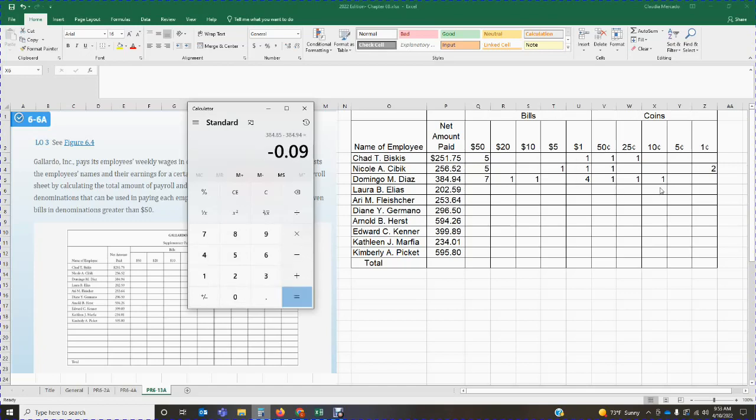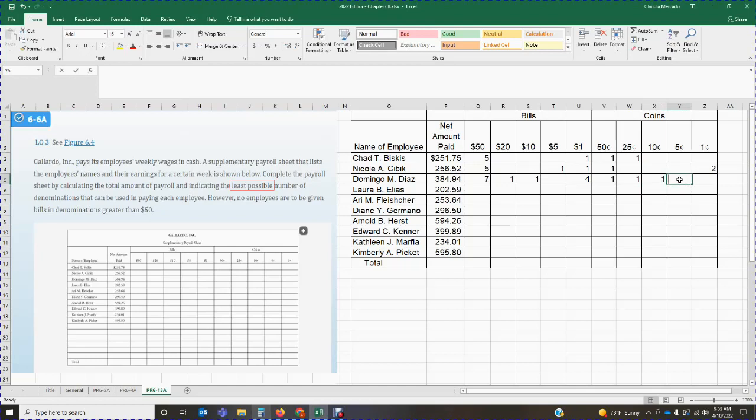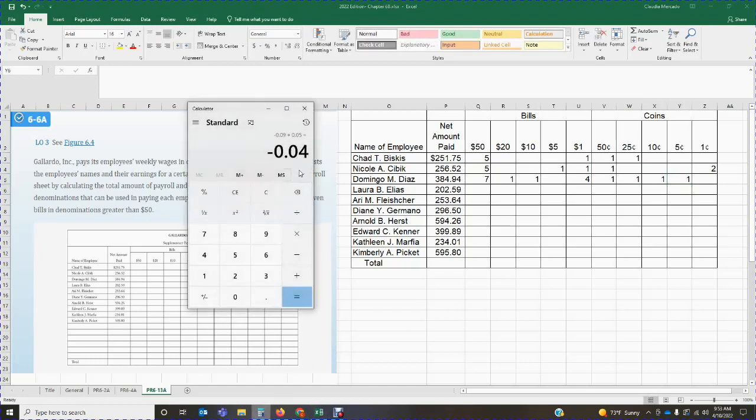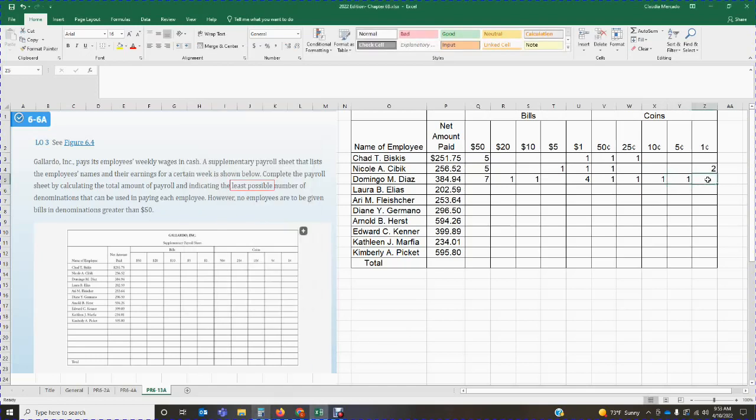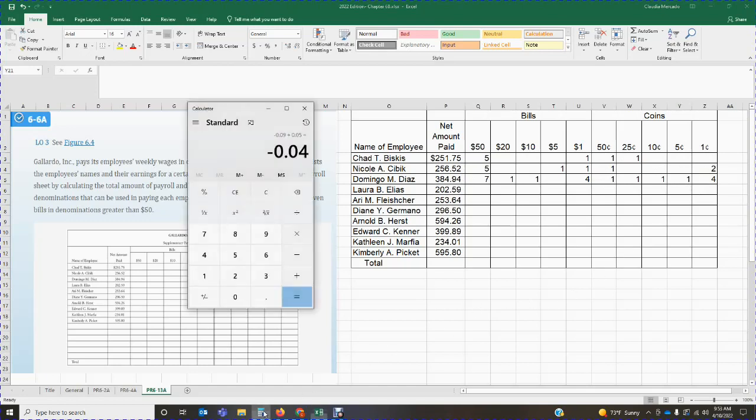I need 9 cents, which means I need a nickel, 1 nickel. And then I'm going to need 4 cents. So then that would give me my 384.94. So if you see, we have 7 $50 bills, 1 $20 bill, 1 $10 bill, 4 $1 bills, 1 50-cent coin, 1 quarter, 1 dime, 1 nickel, and 4 pennies. So this employee had a lot going on here. Be very careful when you're doing your math.